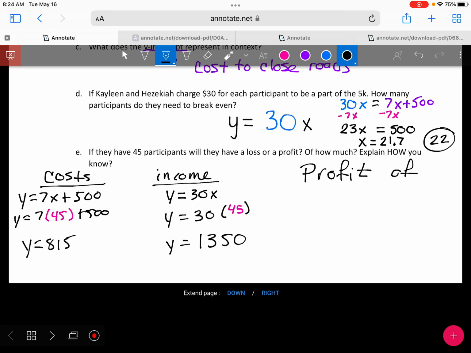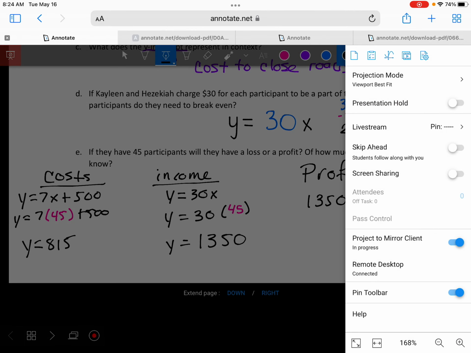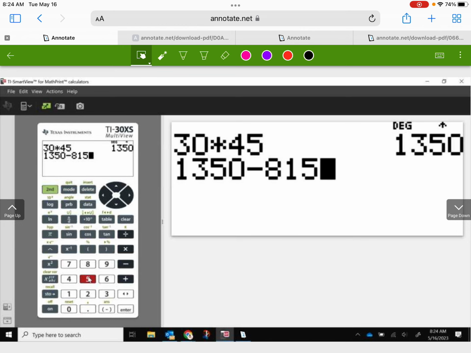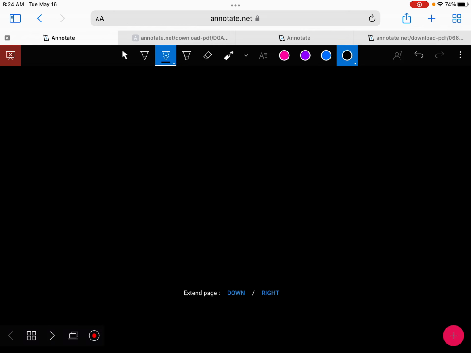How'd you find that? By subtracting 815 from 1,350. Yes. So we take how much we made and we subtract how much we spent to get our total. 1,350 minus 815 is 535.